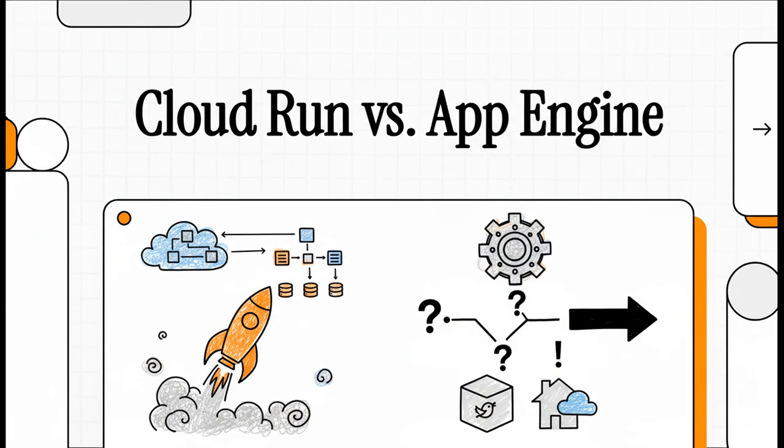All right, let's talk about something every developer has run into. You've built a cool little side project, you're ready to show it to the world, and then you hit a wall of choices. A dizzying array of cloud services that all kind of sound the same. Well, today we're going to cut through all that noise and tackle a classic dilemma. Google Cloud Run versus App Engine. Let's figure out which one really comes out on top for your next project.